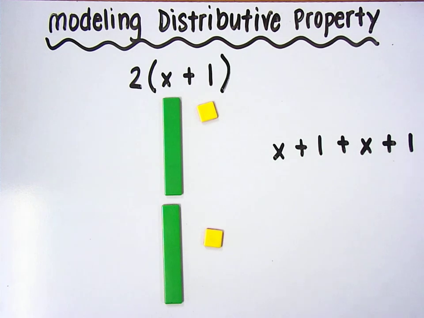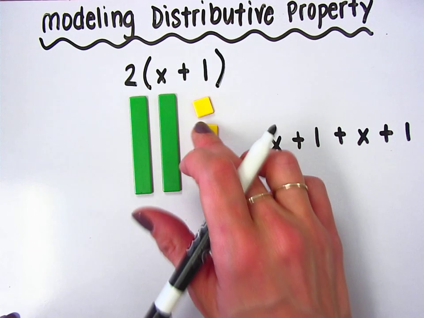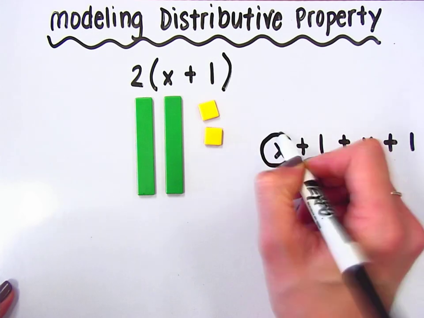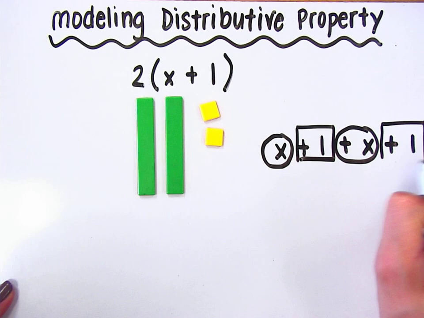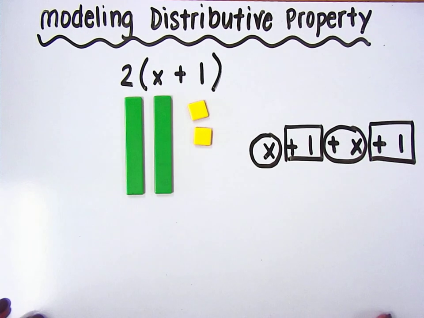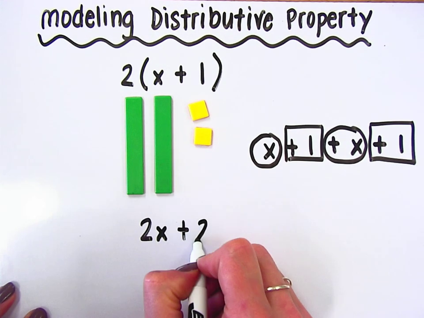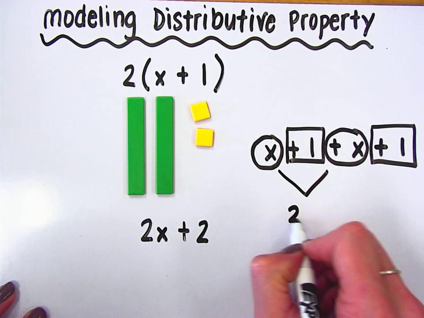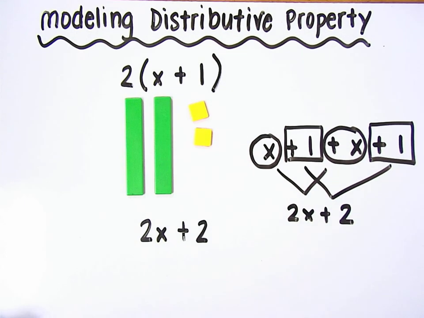At this point, we know we can simplify by combining any like terms. So we know these rods are like terms and these little squares are like terms. We can do the same thing in our expression. So we know x and x are like terms, and 1 and 1 are also like terms. When I simplify, I have 2x and positive 2, or plus 2. And when I simplify the expression, I have 2x plus 2. So same simplified expression, 2 different methods to get there.